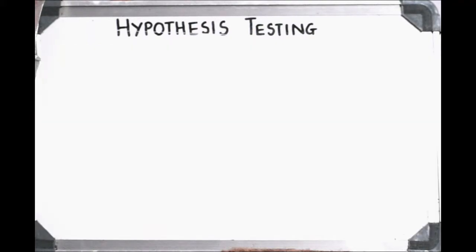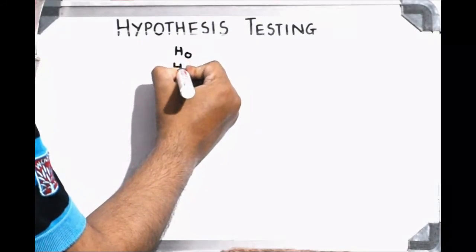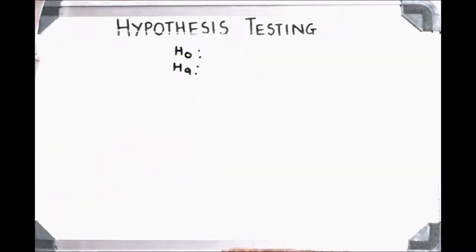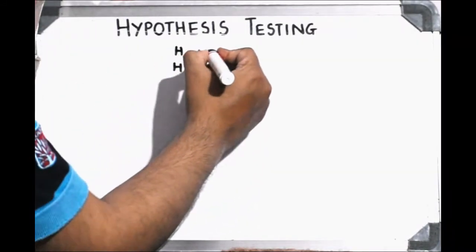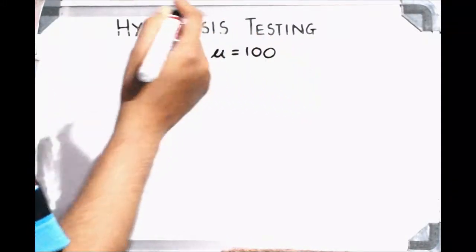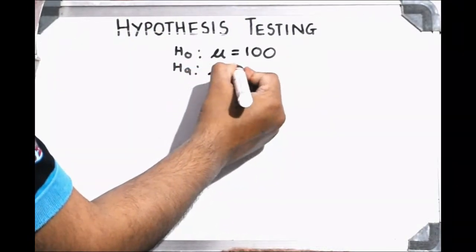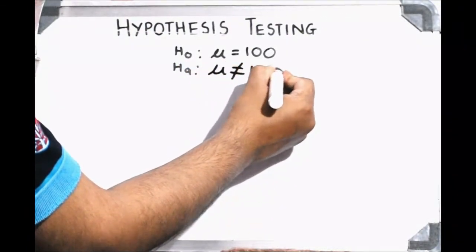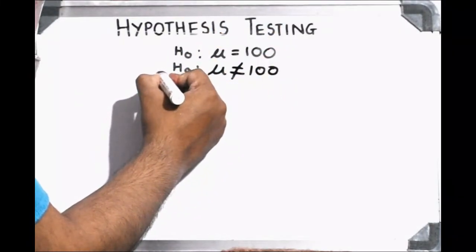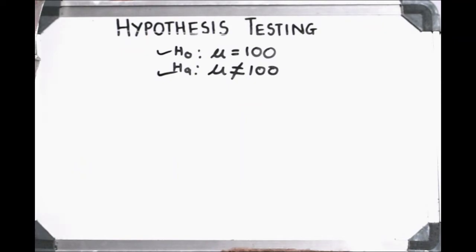The first step is to formulate the null hypothesis and alternative hypothesis. If you go through the question, you will find that the average IQ of students which is currently accepted is 100. Now the researcher is claiming that it is not the same, it is not equal to 100. So this becomes your alternative hypothesis, and this is your null hypothesis. So we are done with the first part.